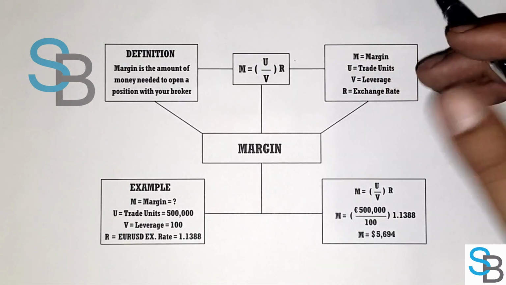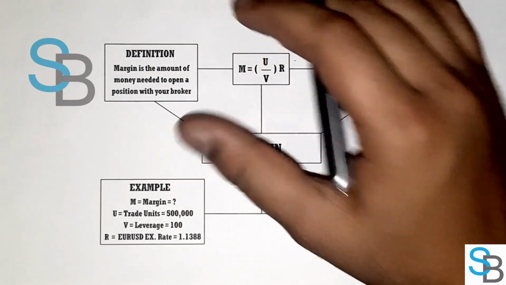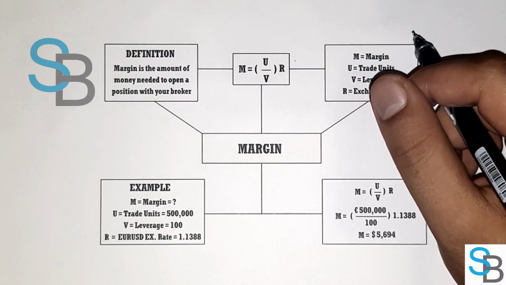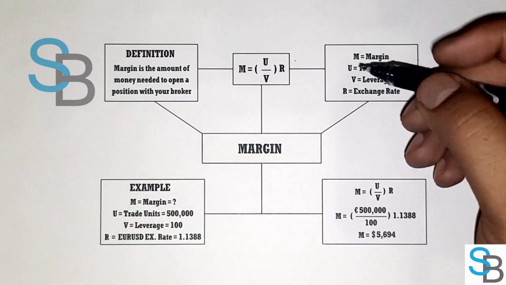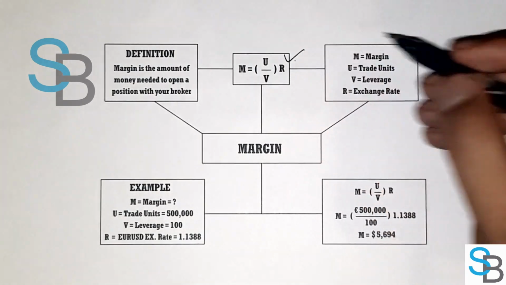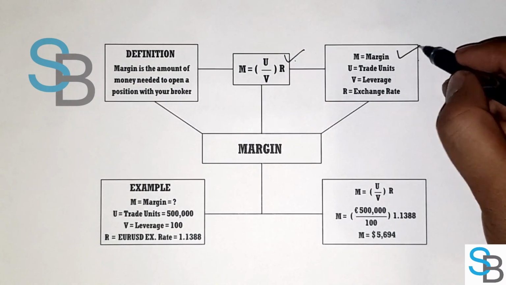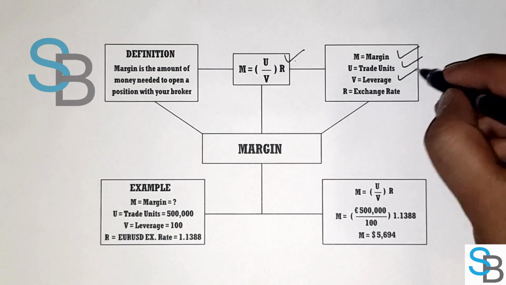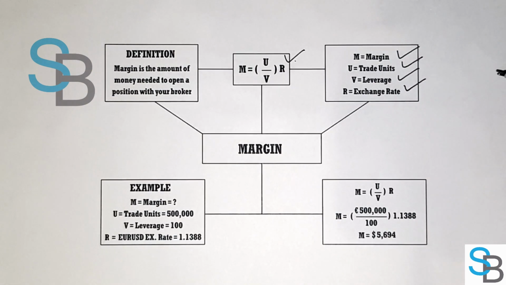Margin is the minimum amount of money you need to have in your account to open a trade given a certain leverage. In a moment, we will do an example of margin, but first let's look at its equation and variables. M is the margin we want to calculate, U is the trade size in units, V is the leverage, and R is the exchange rate.